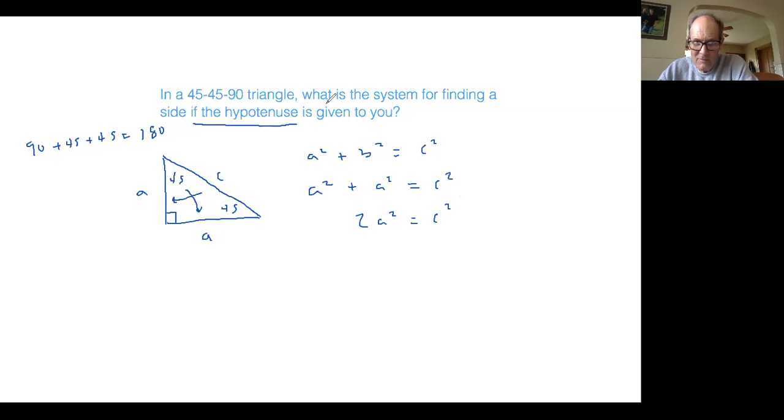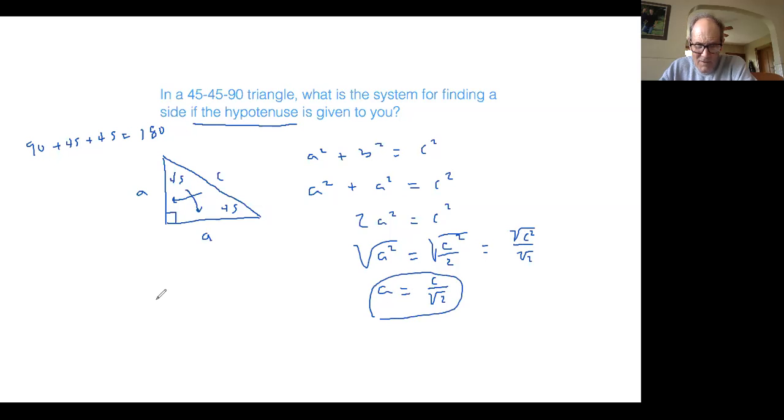Now look again at what they want. What is the system for finding a side if the hypotenuse is given to you? So we want to solve for A here. A squared equals C squared over 2. Take the square root of both sides. And when you have a division underneath the square root sign, you can divide that up. So I have the square root of C squared over the square root of 2. So A equals C, since the square root of C squared is C, over the square root of 2. There's your relationship right there.